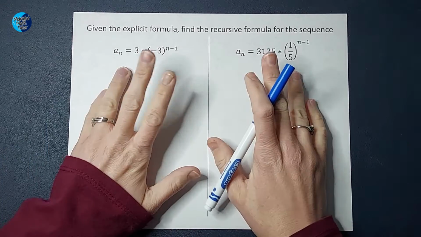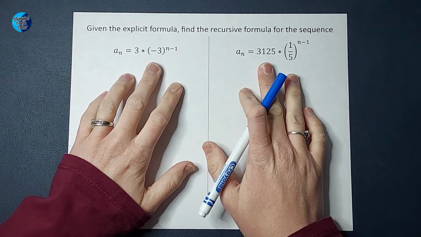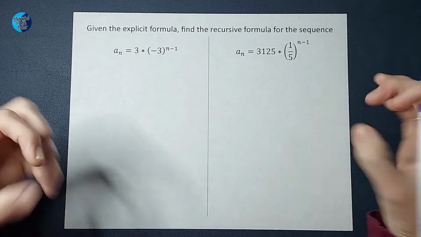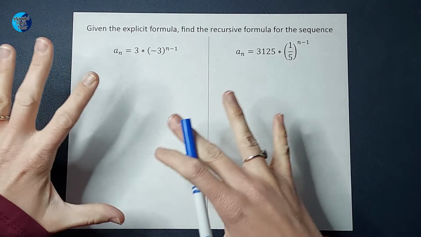Hey guys, we have been given two explicit formulas and we want to find the recursive formula that applies to the same sequence in each of these cases.